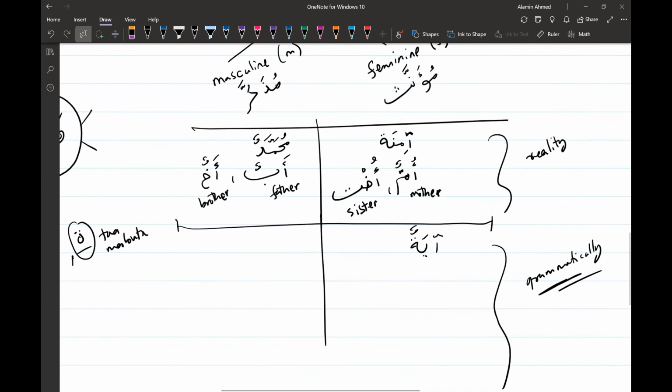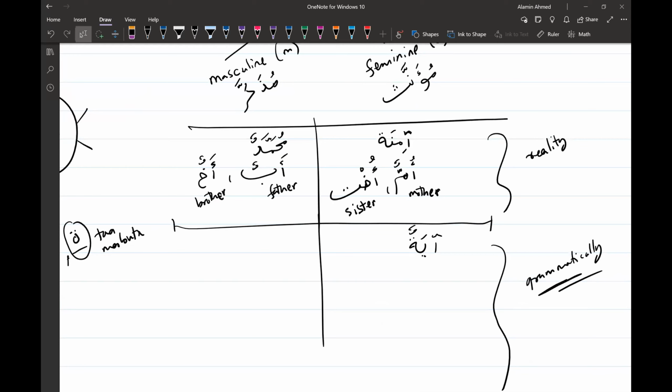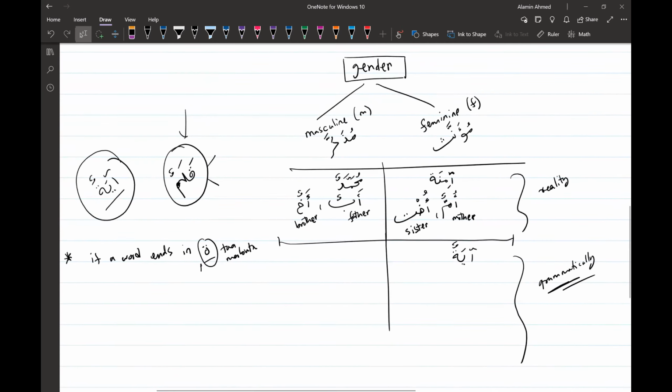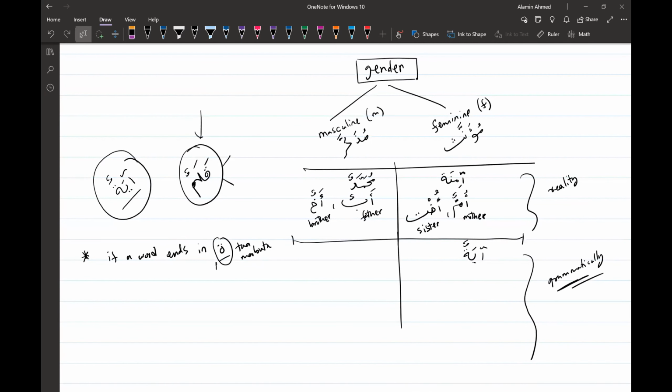Right now, don't worry too much, just think of it as a fun way. This is pretty interesting. It's cool. Wow, you have a ta marbuta, it's feminine. So think of it like that. Don't think of more rules, complicated. Nothing is complicated, right? So think from a simple perspective. If it has ta marbuta, then we consider the word to be feminine. Does it have anything to do with real masculine and feminine? No, it doesn't.